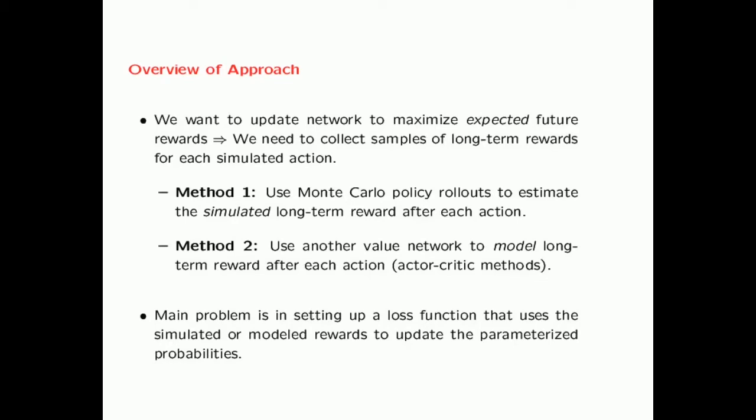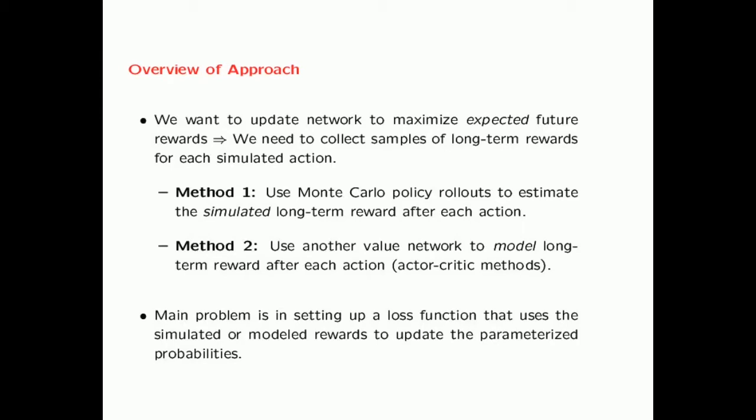The other approach is that you can have a sister network. This sister network can model the long-term reward for each action. The sister network is essentially a Q network, and this idea is the essence of the actor-critic method. So we'll first start off with the Monte Carlo policy rollouts and then we'll discuss how one can make it faster by using actor-critic methods.